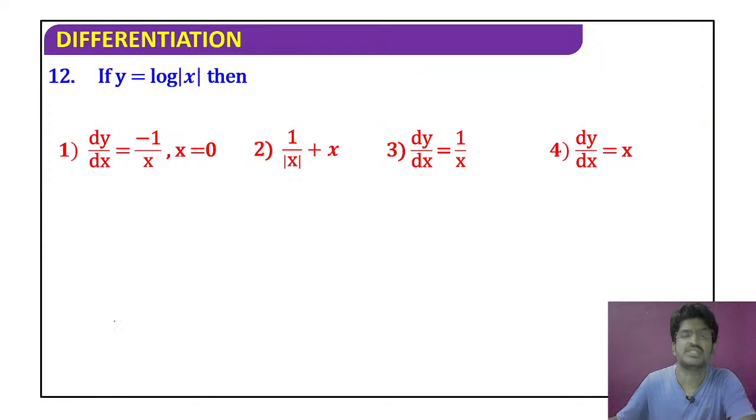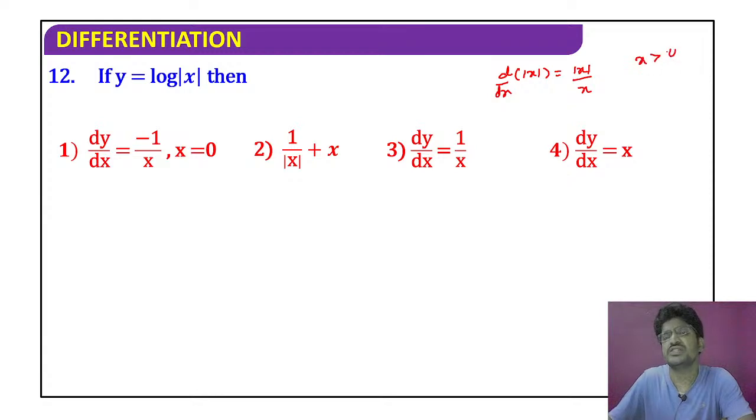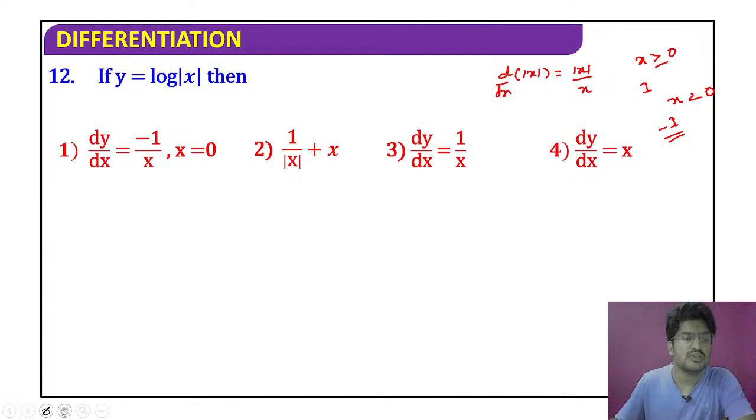Differentiation of mod x is mod x divided by x. For x greater than 0, it is 1. For x less than 0, it is minus 1. Okay. So you must know this formula, so that from that you can quickly answer this.